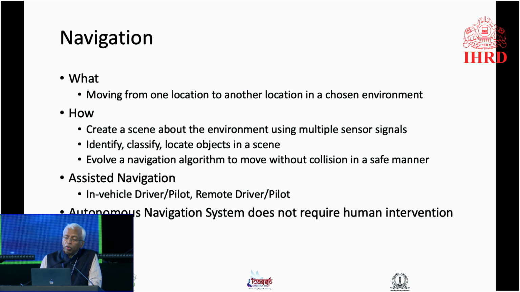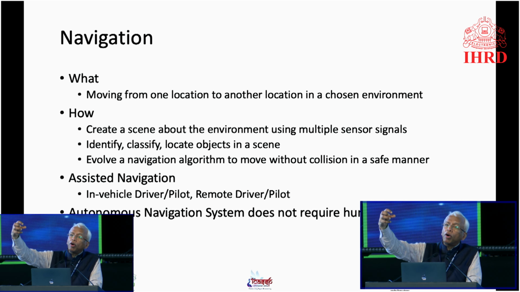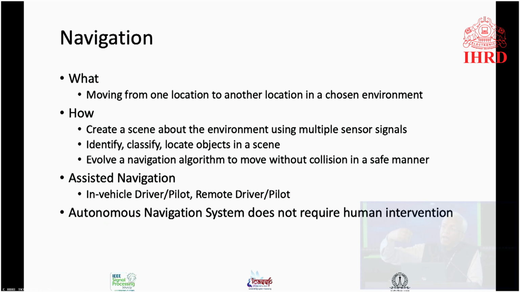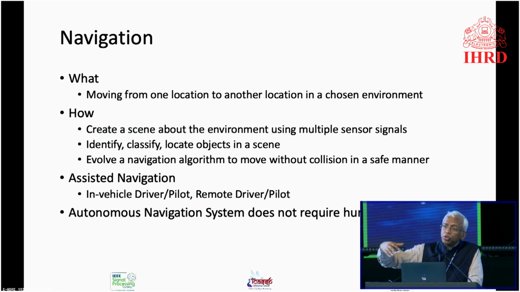So quickly, the navigation, right? We want to see how AI can be used in navigation. Navigation is basically moving from one location to another location in a chosen environment. That is what we do. If you want to walk across this region, I have to first understand the scene. I do a scene analysis. I try to do detection of objects in the scene. And then I create a navigation algorithm to avoid collision and I walk. Right? This is how navigation happens. Autonomous navigation means that there is no human in the loop. You let the machine try to do it.